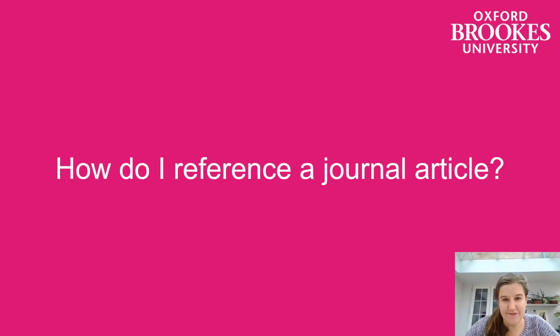Journal articles are a really important thing to learn how to reference, because using good quality journal articles will really add to the quality of your academic work. It's one of the more difficult things to reference properly because there are a lot of different elements that you need to include. So let's take a look at some of those and we can try and help you to be more confident with referencing journal articles.